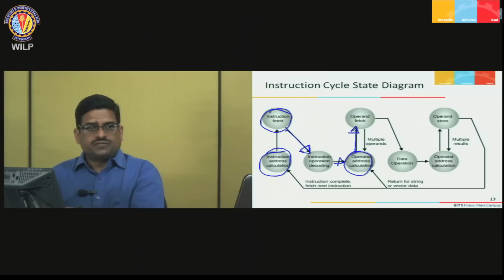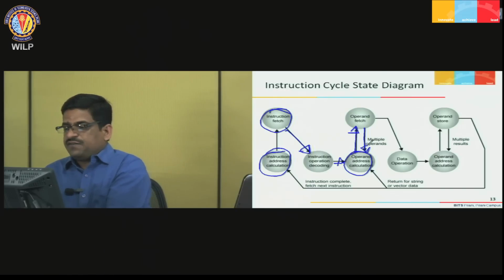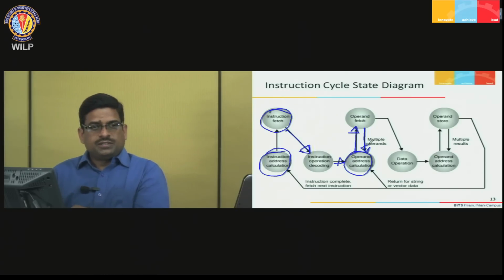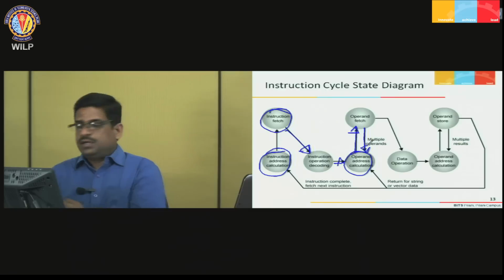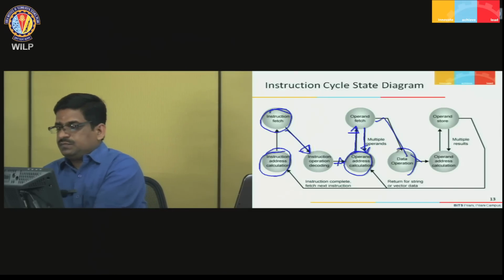If one operand is there, fetch one operand. If multiple operands are there, since some instructions may require multiple operands, fetch the multiple operands. And after fetching the operands, now you know the operation and you have the operands, so everything is available. Now do the operation which was identified during the decode phase. So the data operation will be performed.